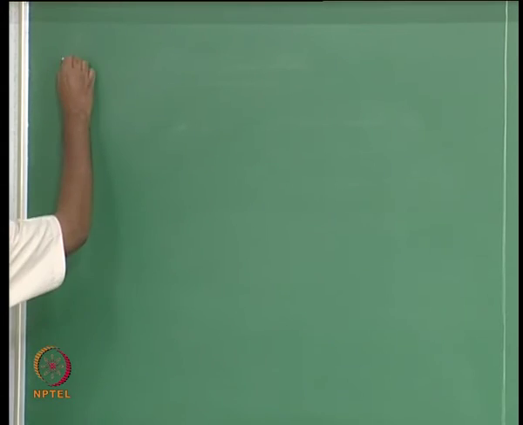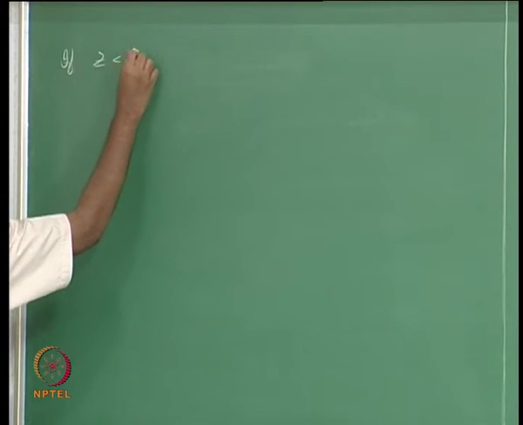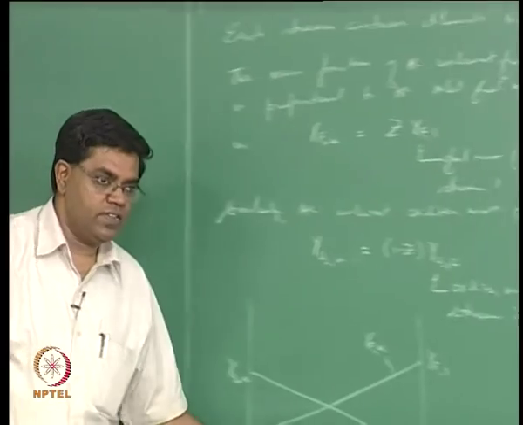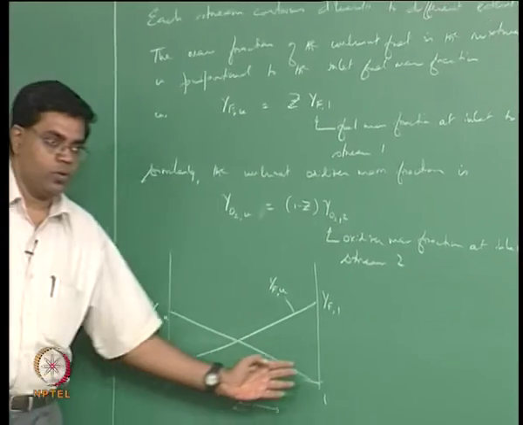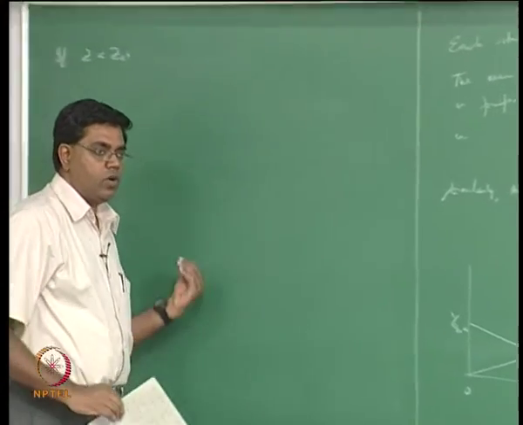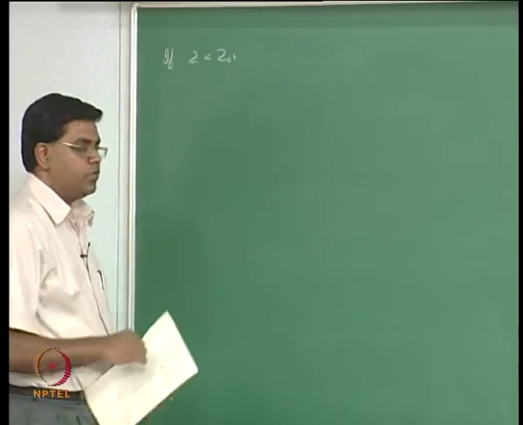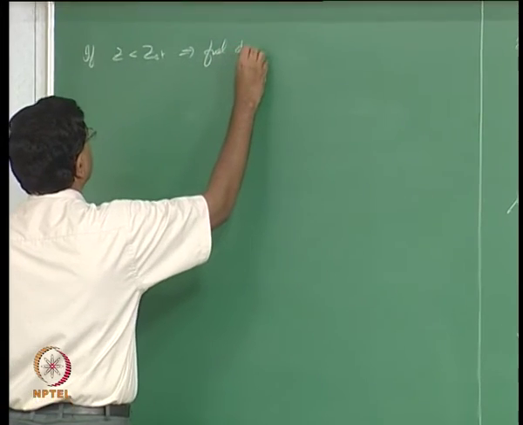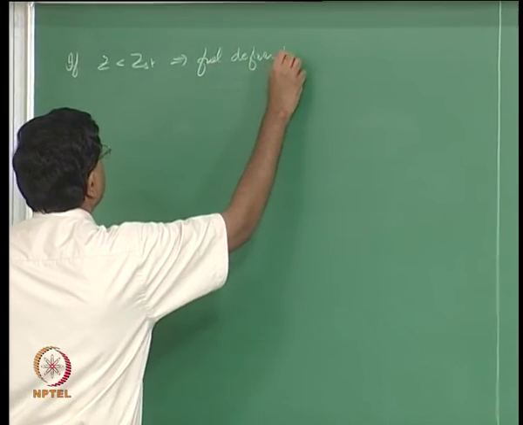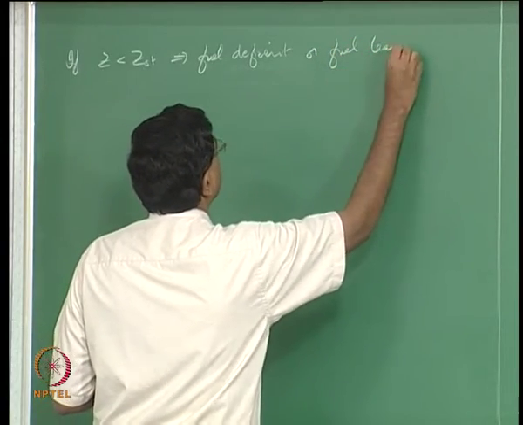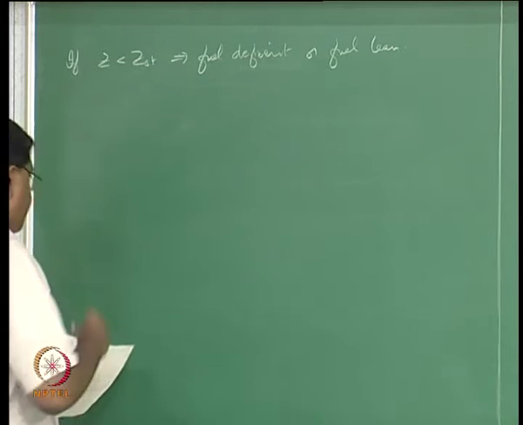So if Z is less than ZST, right, we are less in fuel. So as Z keeps on increasing, you have more and more fuel. That is essentially the idea. So if Z is less than ZST, we know clearly that it is fuel deficient, or fuel lean, whichever way you want to, right.